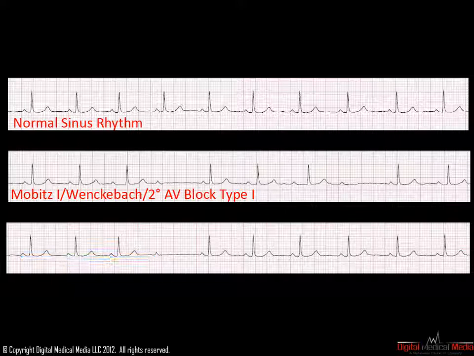This represents some form of second-degree heart block. If we look at the PR pattern, the PR interval is fixed on the first, second, and third beats. Then suddenly a P wave occurs without conduction to the ventricles. This is called Mobitz 2, or second-degree type 2 AV block. Both terms are acceptably correct.